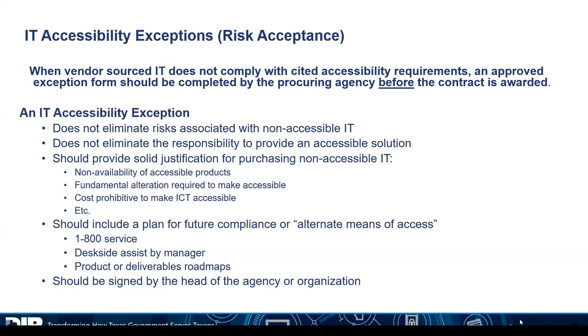And then you should have it signed by the head of the agency or the head of the division or organization, so that the risk is in the right place. It needs to be done before the contract is awarded. So that person, rather than a rubber stamp, can go, okay, hey, wait a minute, I want to understand this a little bit better. Give them the ability to reject it, because they are going to be the one whose signature is on that.